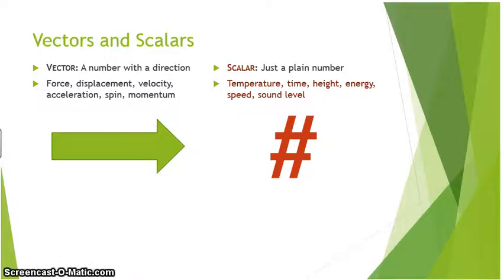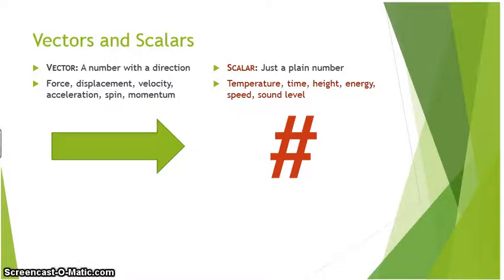In contrast, a scalar is the kind of number you've been dealing with up till now. A scalar is just a plain number. Temperature is a scalar. It either is 75 degrees and sunny or it isn't. The temperature doesn't change if you turn clockwise or counterclockwise, if you face north or you face south. Time is a scalar. You are either on time or you're not. It either is 10 o'clock or it isn't.